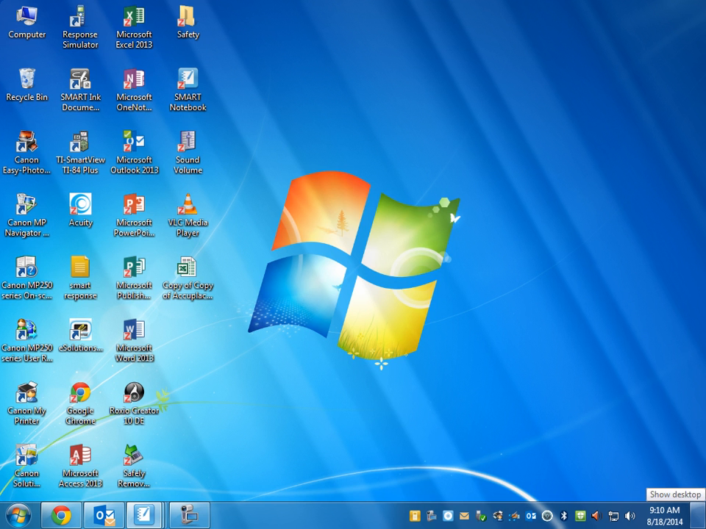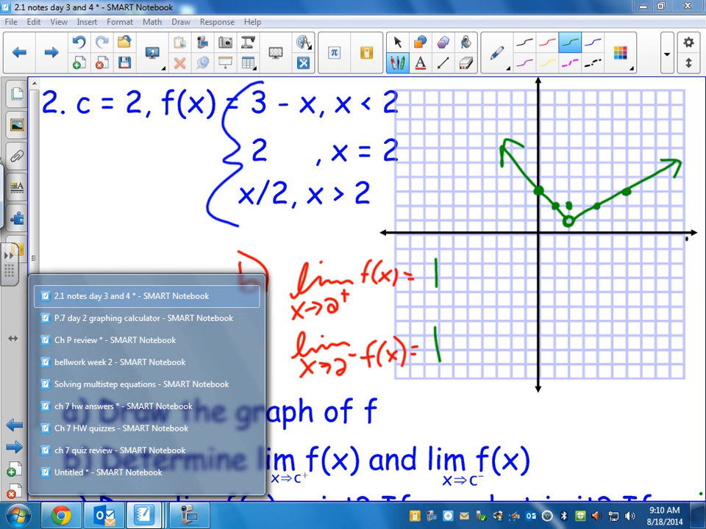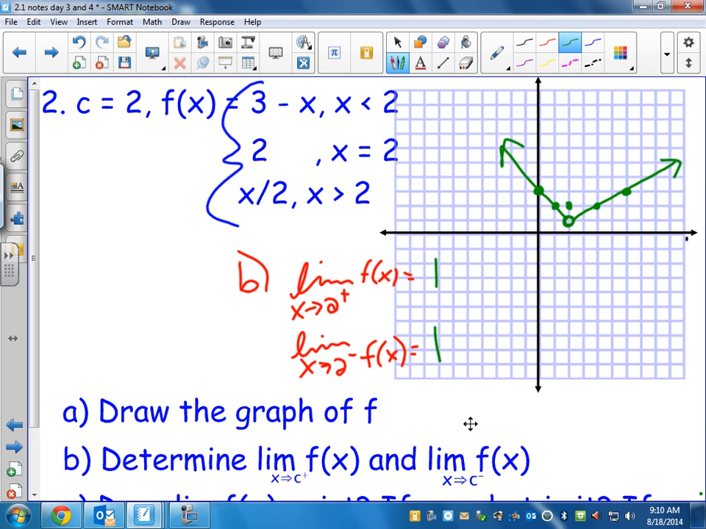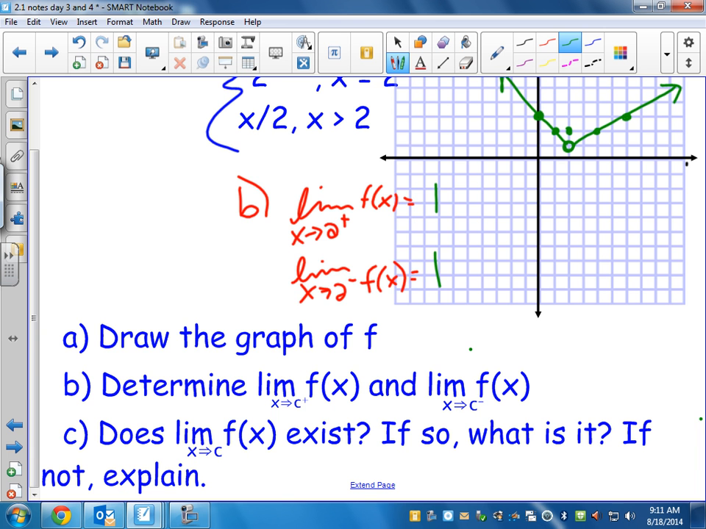Part C asks you, does the limit exist? And since you did part B, you should be able to say whether or not it exists.